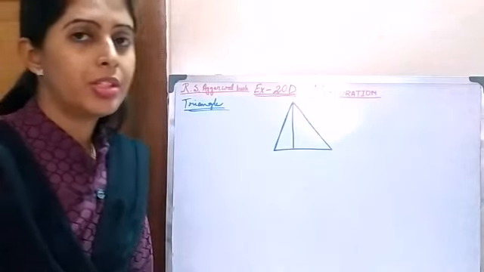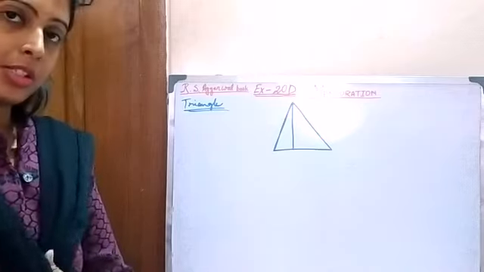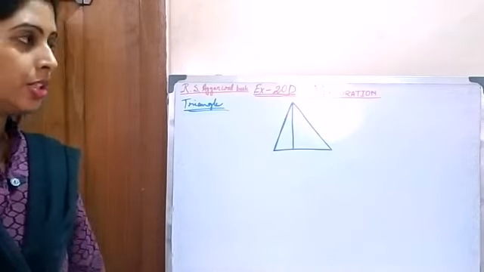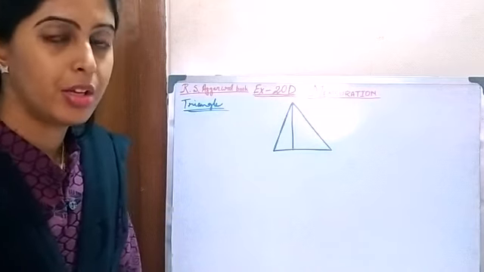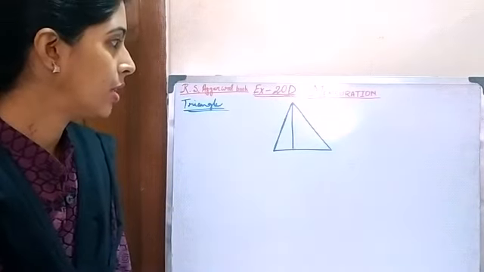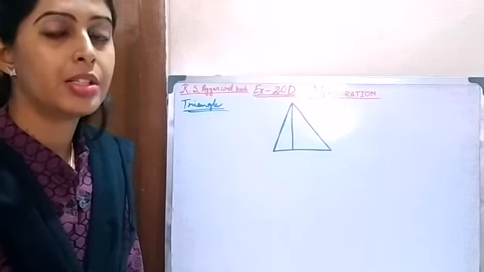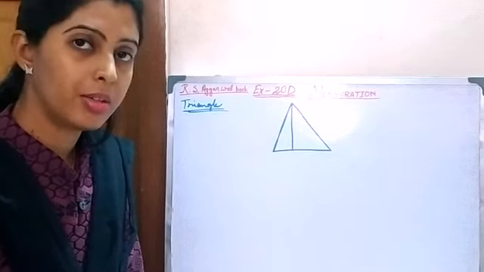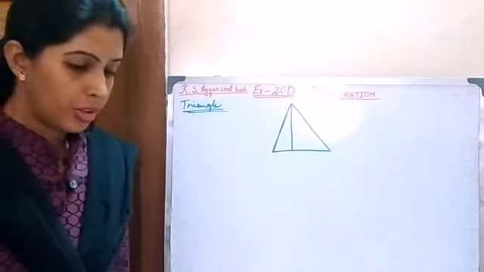Today I am going to discuss exercise 20D, that means area of triangles. Area of triangle, just this part only I discussed in the previous exercise, but here in details I will discuss equilateral triangle's area, isosceles triangle's area and scalene triangle's area. So let's concentrate on the topic.